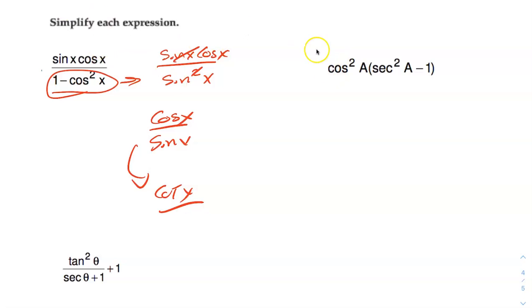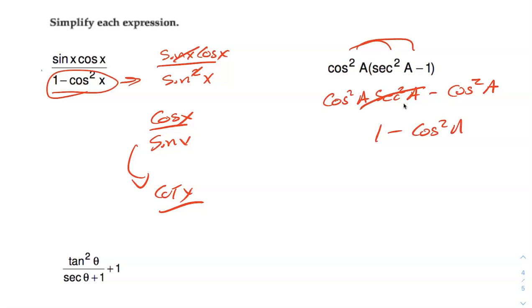Next one. Cosine squared A times secant squared A minus 1. So a couple ways to do this. How do we want to do this? I know what secant squared equals, so you could change secant squared to 1 plus tan squared if you want to go that way. In this case, I'm just going to distribute. I think that's the easiest way. I have cosine squared A times secant squared A, minus cosine squared A. Remember what I talked about earlier? If you have a trig function and its reciprocal, they cancel each other out. So these cancel, you just get 1 minus cosine squared A. And that is sine squared. All those trig identities.